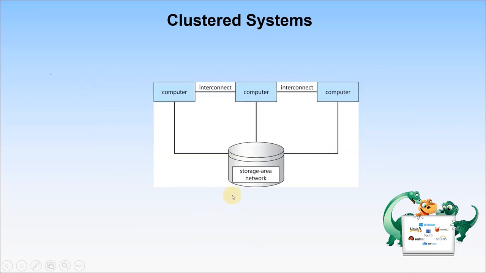So this is an example of clustered systems. We have these computers sharing a storage area. This storage area network here is a network of hard disks which are being shared by the computers on the given infrastructure.